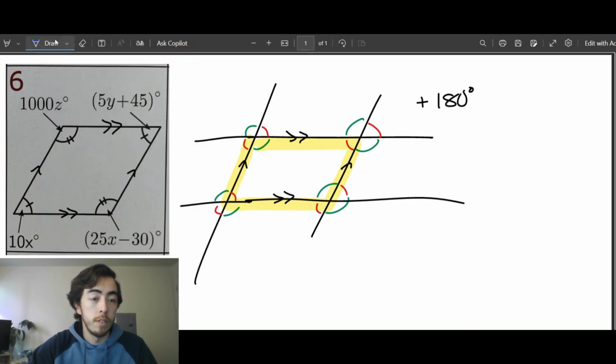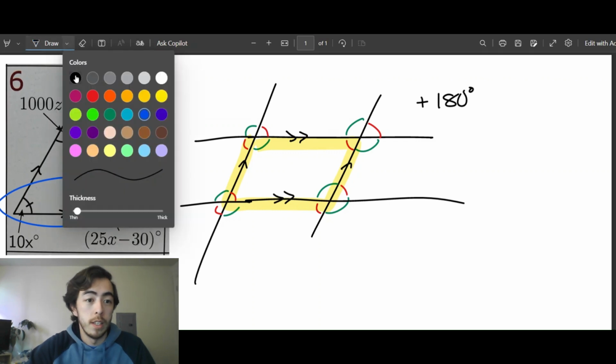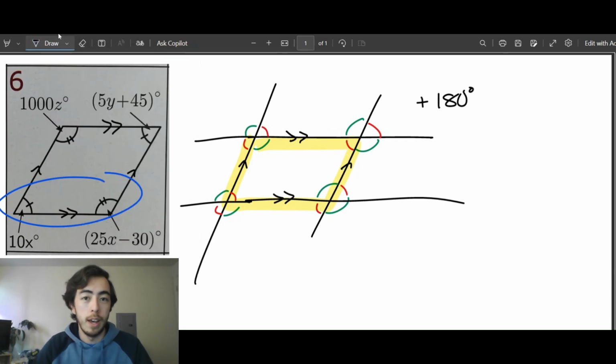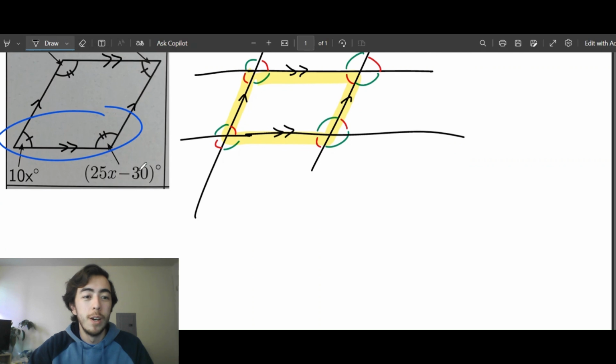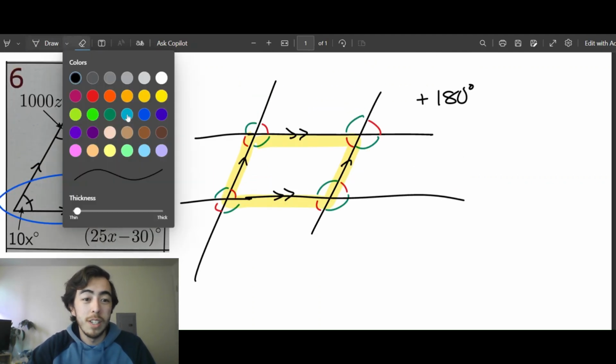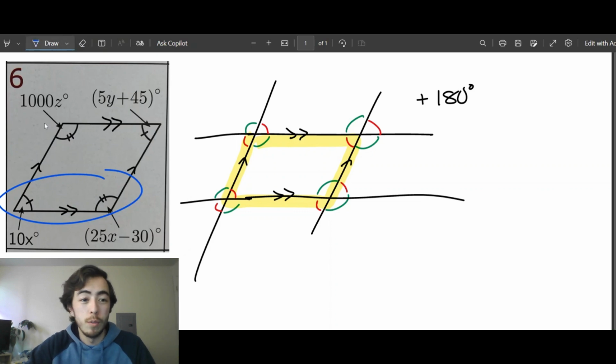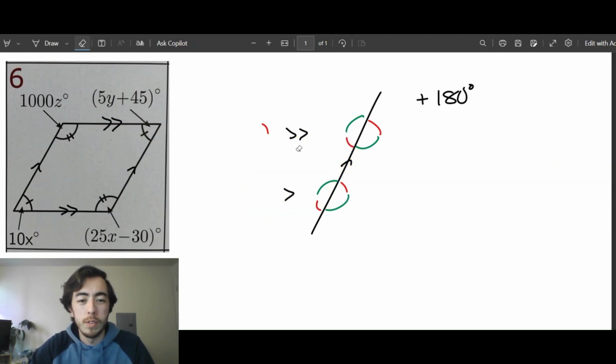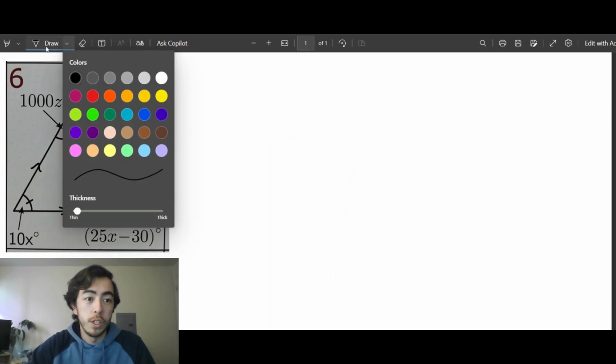Specifically, since we're solving for x, I can add these two together and say that they are supplementary, or they add to 180 degrees. What's kind of funny is that this stuff doesn't matter at all. We don't really need to care, for this calendar at least, what z and y are, but just for the sake of it, why not? Let's solve for all of the variables today. Let's solve for x first, because that's what we should do.